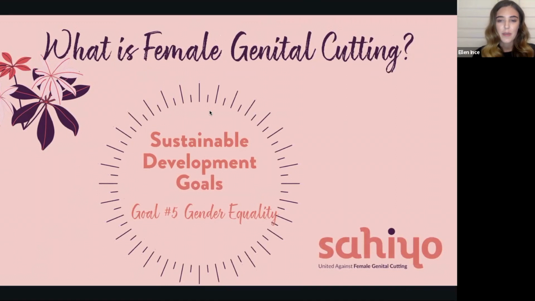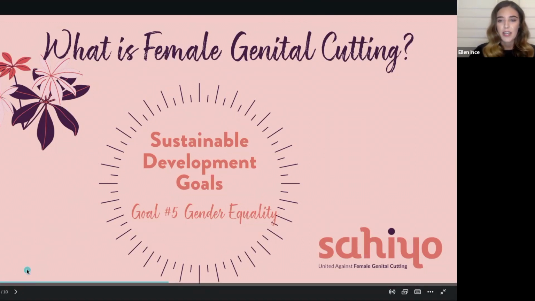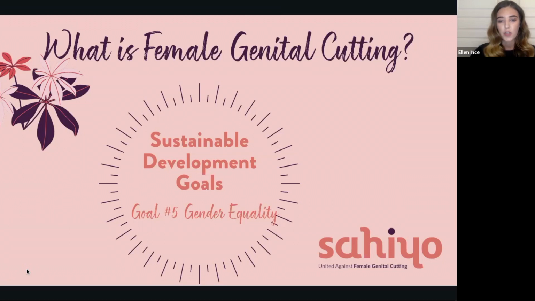So what is female genital cutting? Female genital cutting, also known as FGC or FGM, involves the total or partial removal of female genitalia and other injury to the female genital organs for non-medical reasons. FGC has been performed on at least 200 million girls and women. Despite being internationally recognized as a human rights violation and an extreme form of gender-based violence, over 4 million girls remain at risk of undergoing the practice each year.